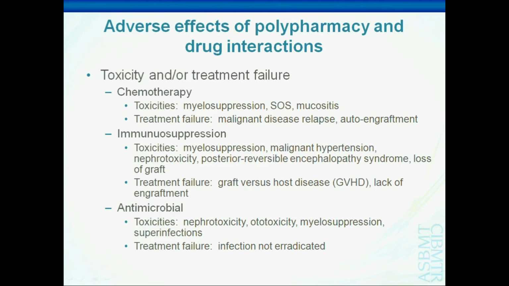So looking at chemotherapy, toxicities that could be a result of a drug interaction include myelosuppression, sinusoidal obstructive syndrome, and mucositis. And of course, treatment failure, which would probably be the worst of all, malignant disease relapse, autoengraftment of their own cells. Within immunosuppression, well-known toxicities that may result from a drug interaction include myelosuppression, malignant hypertension, nephrotoxicity, PRES, loss of the graft, or treatment failure resulting in graft versus host disease or lack of engraftment.